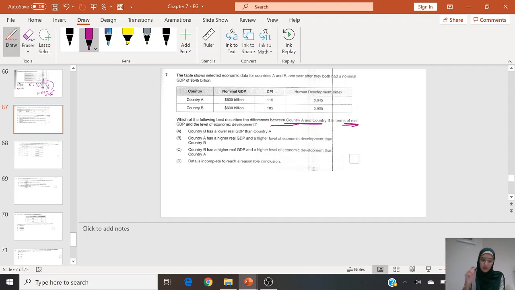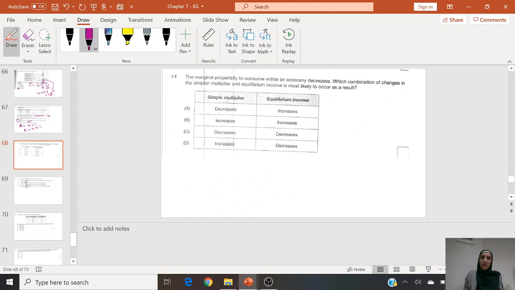We know that the formula for real GDP is nominal GDP over CPI into 100. So for country A, if you put in the formula, nominal GDP over CPI into 100, it's going to be 522. And for country B, it's going to be 571. So we can see that there was an increase in country B, which is why the answer is going to be C. It says over here, country B has a higher real GDP. Okay? Then we're going to look at question number 11.